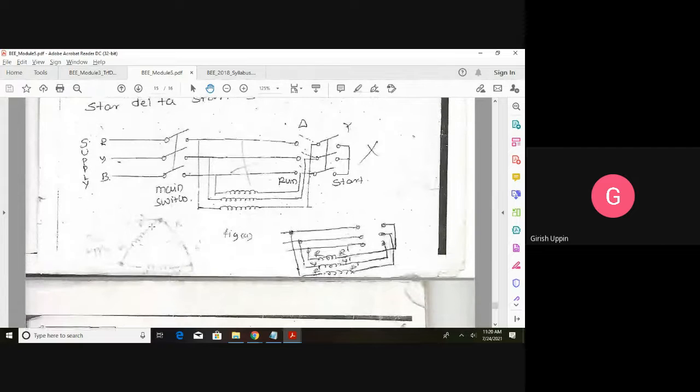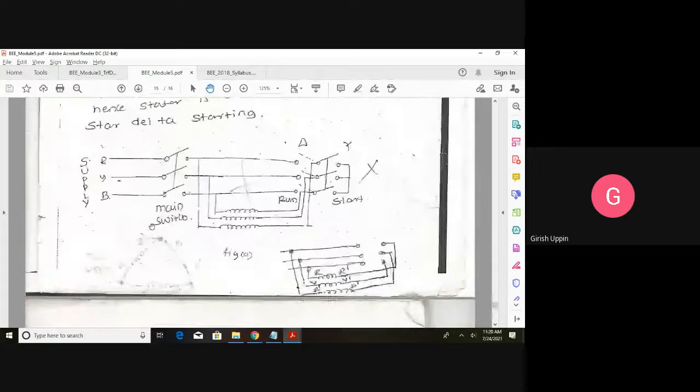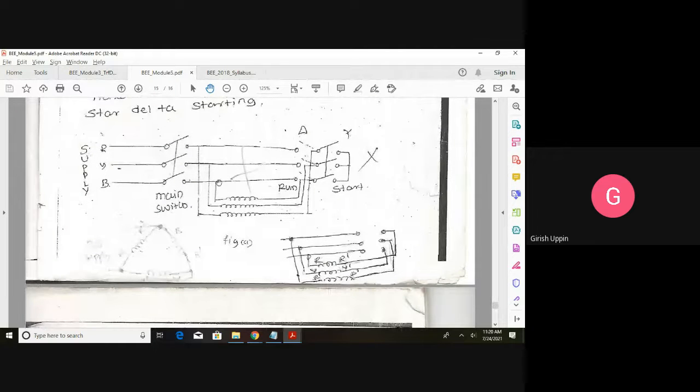Next is a star delta starter, conceptually. In the notes this connection is incorrect, so you have to take the connection like this. This is the supply main switch. That main switch is connected to this part. This part is drawn here.